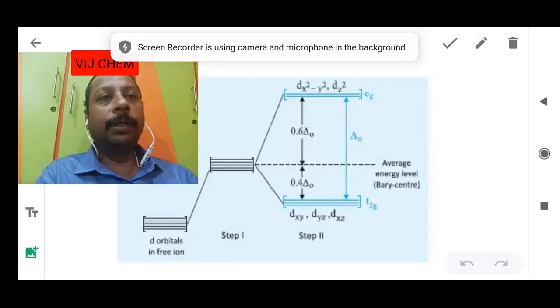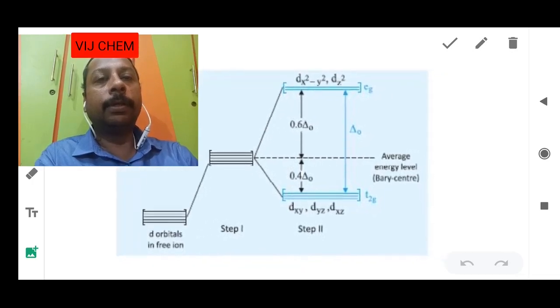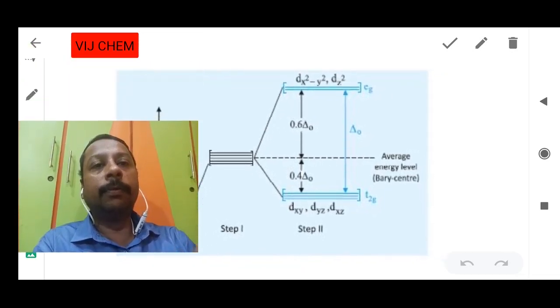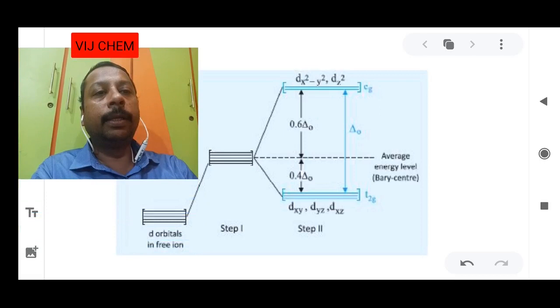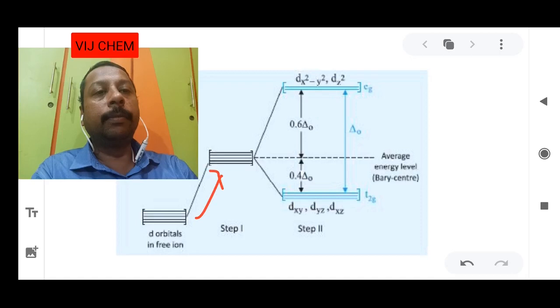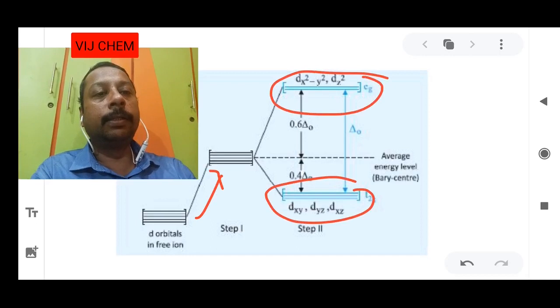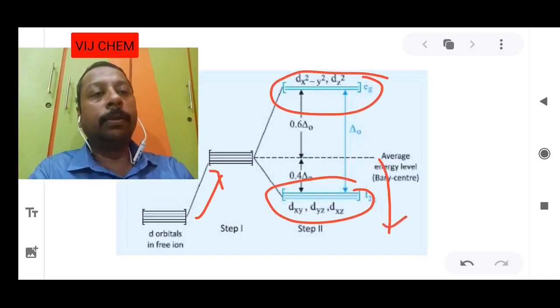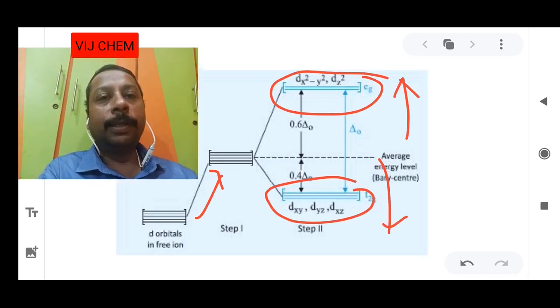Here comes another screen. This is how the splitting took place. Here the d orbitals were all together, but one day ligands came and excited them. This is the excitation, and then partiality came. More problem was for these two, less problem for these three. So these are below, and these are raised above. Problems raise you above.